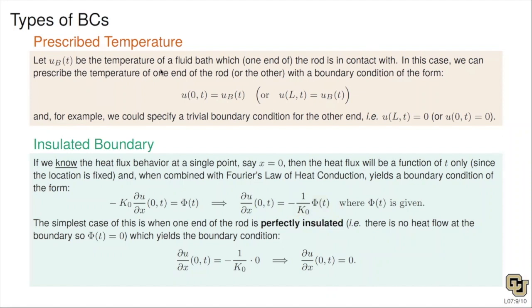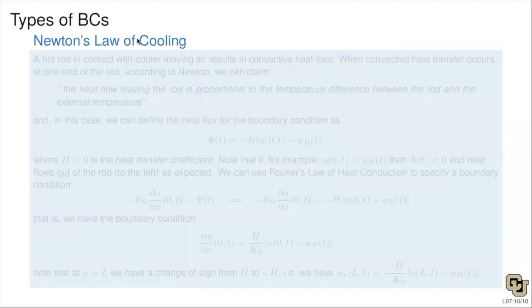We could specify information about u. We could specify information about partial u. These are boundary conditions, separate from the concept of initial condition, which is the behavior at an initial point in time. Okay, so let me talk about old Newton's law of cooling.